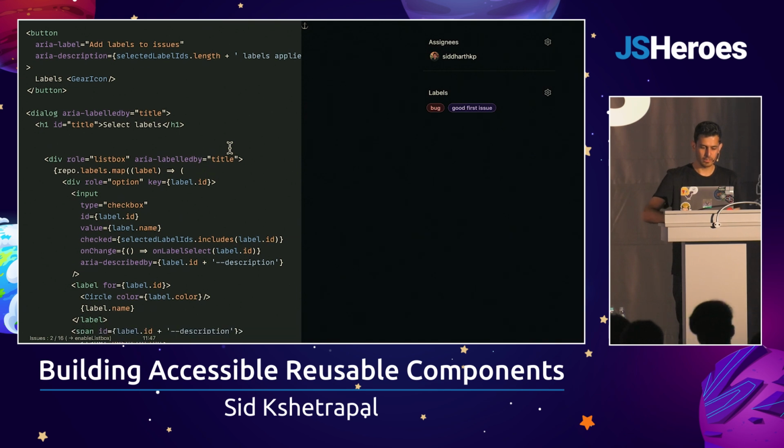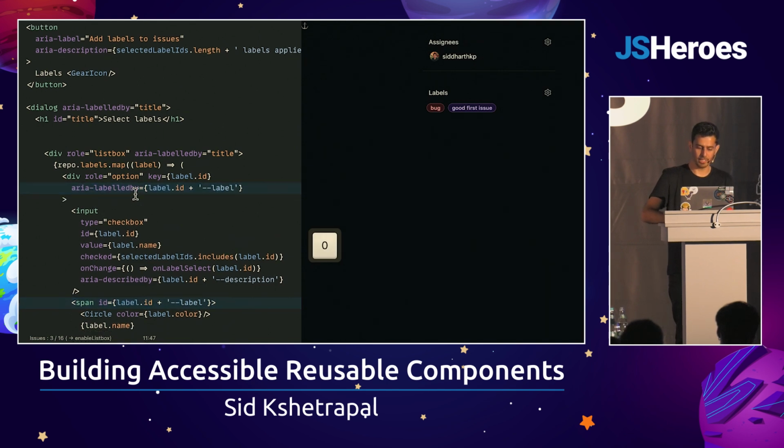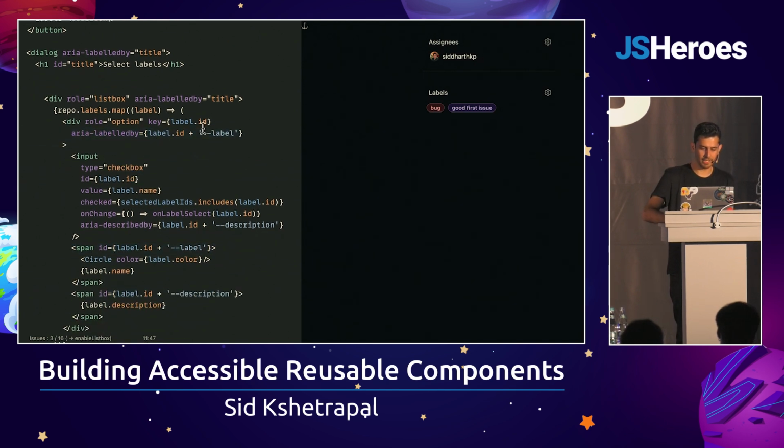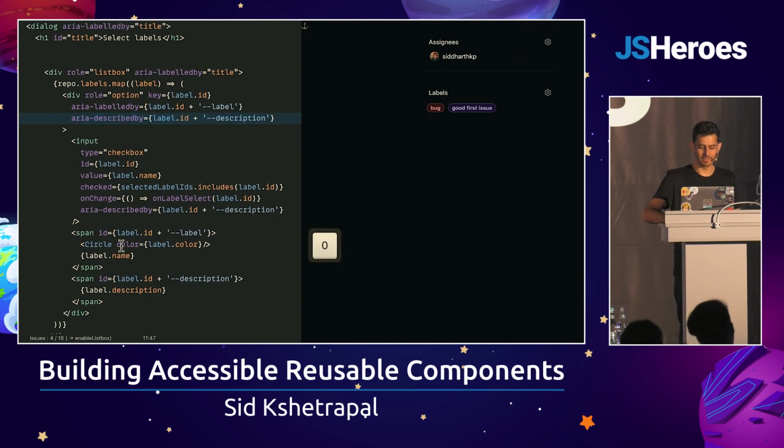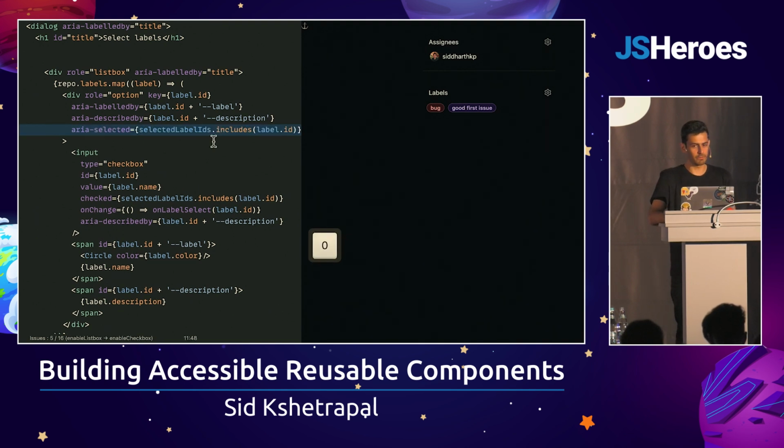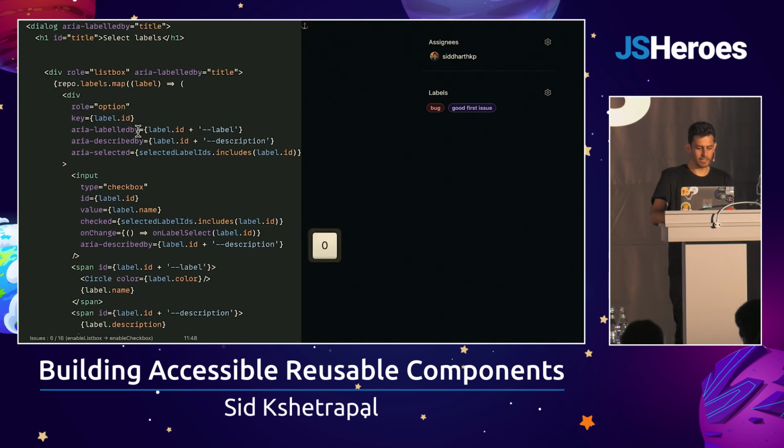So just like with the tabs, I'll have to inform it of a few things. I have to tell it what it is labeled by. I'm going to say it's labeled by the label that was here. It's described by the description I had. You can see I was using the same things for my input, but now I'm doing it for my option. I have to tell it when it is aria-selected. So I had checked, now I have aria-selected. And yeah, that's clean. And I can actually get rid of this input now.